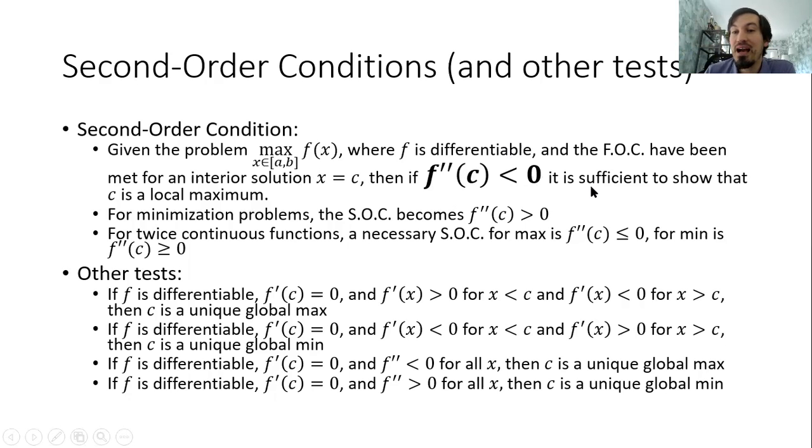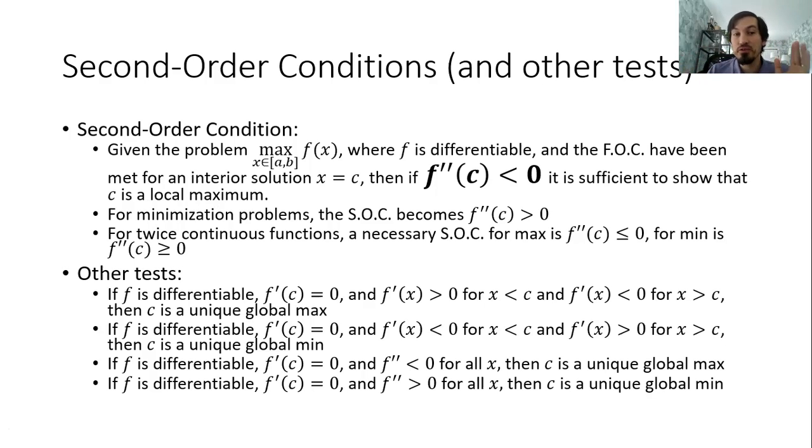that's actually sufficient. It's no longer necessary, but that's sufficient to show that c is... sorry, we still don't know if it's a global max, but we know it's a local maximum. Okay? So f double prime of c being negative is a sufficient second order condition to show that c is a local maximum. I have to say all of those words for it to be correct. If I abbreviate it, it becomes imprecise and actually incorrect.